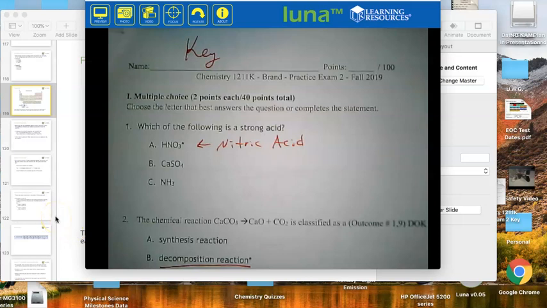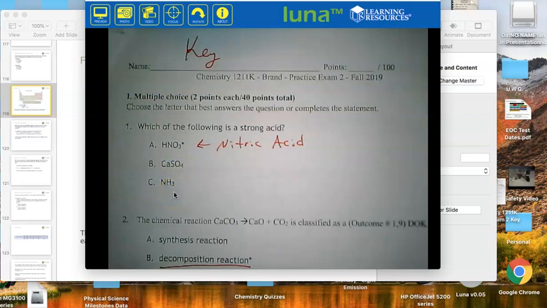Okay, so we're going to go over the practice exam too. So the first question here is asking us which of the following is a strong acid. And so you should know a basic list of strong acids. Your only answer choice here, nitric acid, is of course the answer. B is calcium sulfate, and NH3 is ammonia.